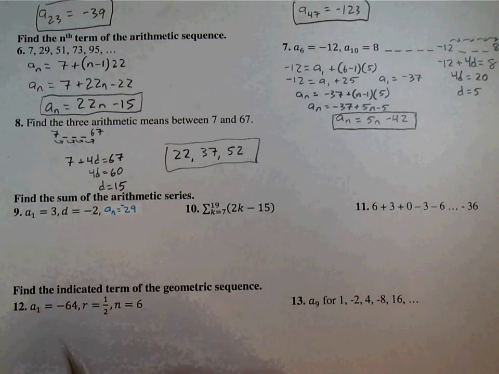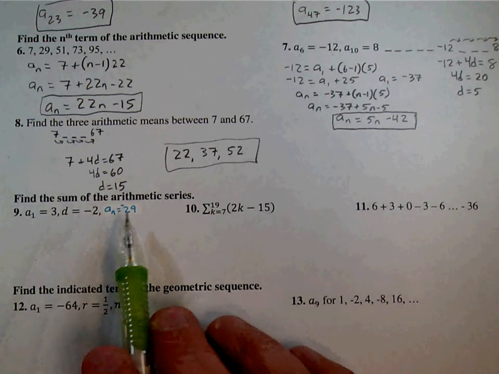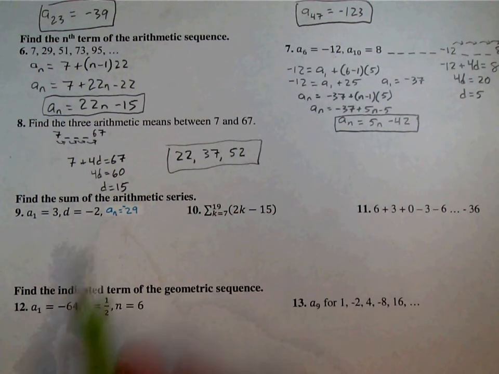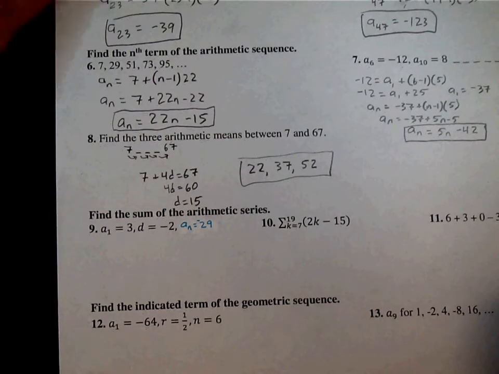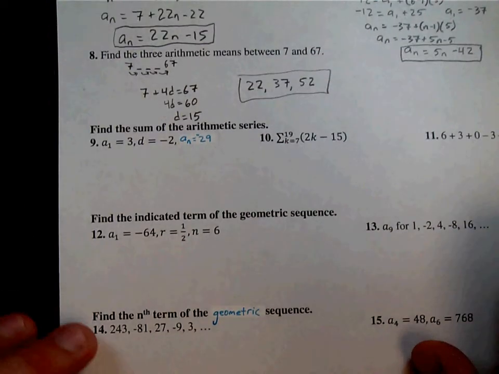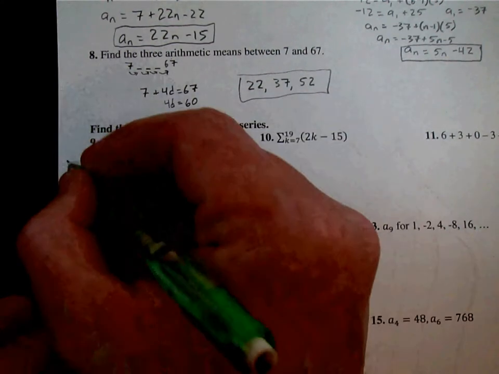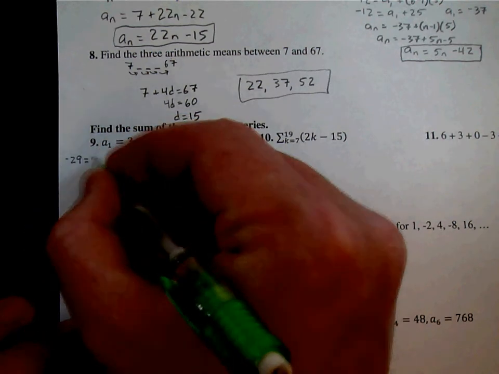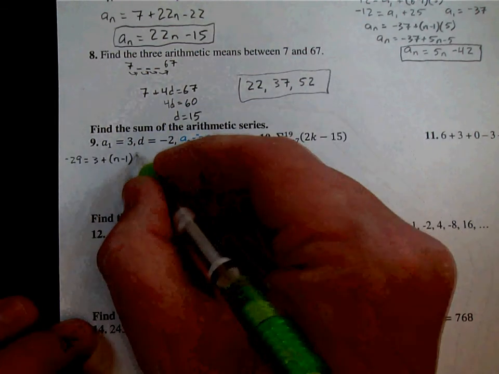And so we need to find the sum. So sum of an arithmetic series calls for us to know the first term, which we do know, the last term, which I do know, and n, which I don't know. So I have to figure out what n is before I can actually find the answer. So to find out what n is, I will have to think about the sequence. So a sub n, which in this case is negative 29, is equal to the first term plus n minus 1, I'm trying to find out what n is, times d, which is negative 2.